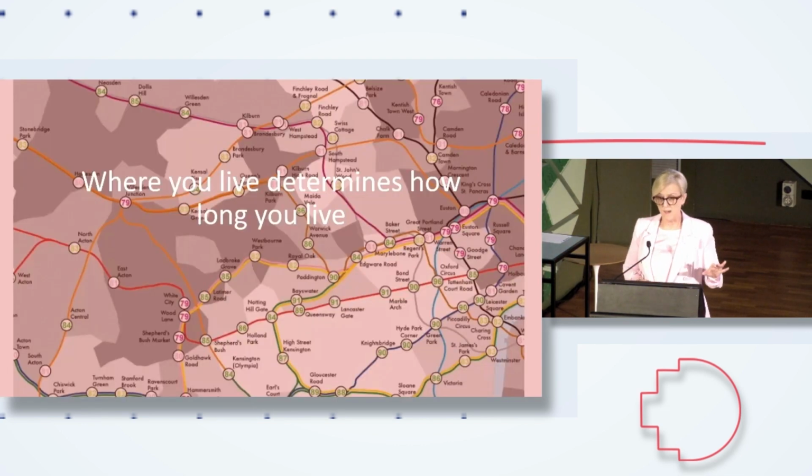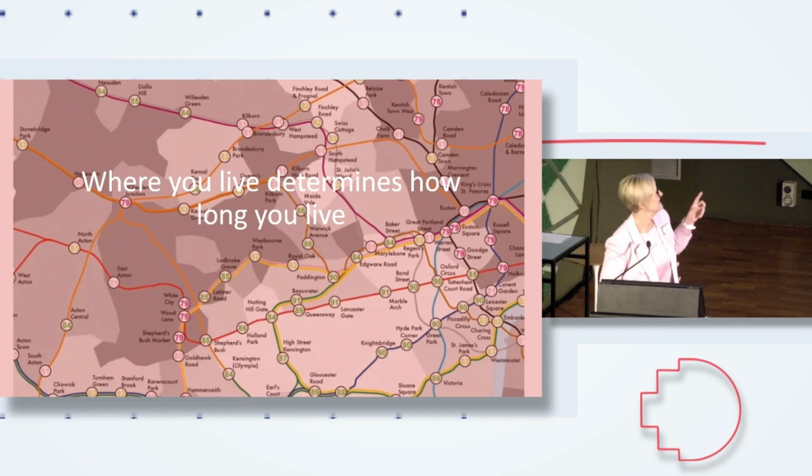So this is a map of London, and this is showing how where we live actually determines how long we live. So no matter how much we talk about not just focusing on demographics, and trust me, I'm a marketer, I really don't want to focus on demographics, but there's an unfortunate truth in there that where you live really does determine how long you live.